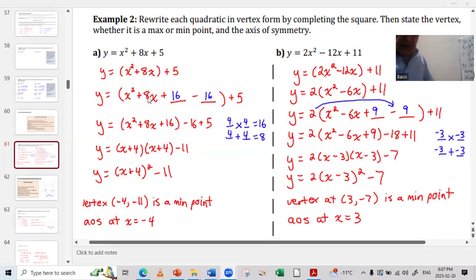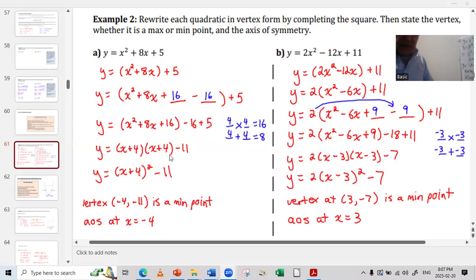I took the number in the middle, divided it by 2, then squared it. 8 divided by 2 gives me 4. 4 times 4 gives me 16. Then x squared plus 8x plus 16 minus 16 plus the 5, which was in the exercise. Then this equals (x plus 4) multiplied by (x plus 4) minus 11. So y equals (x plus 4) all squared minus 11.